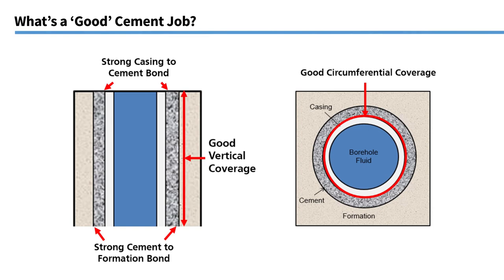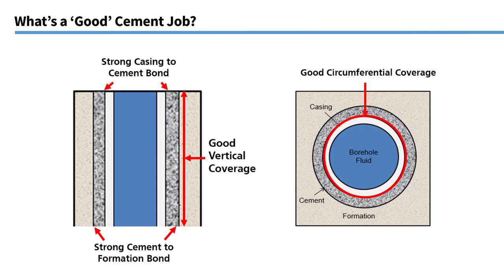So we've talked about what cement is for, and we know where the cement is placed behind the pipe in the annulus. But just putting cement in there doesn't necessarily mean we have a good cement job. It's a term you quite often hear people saying, oh, have we got a good cement job? What does that actually mean?